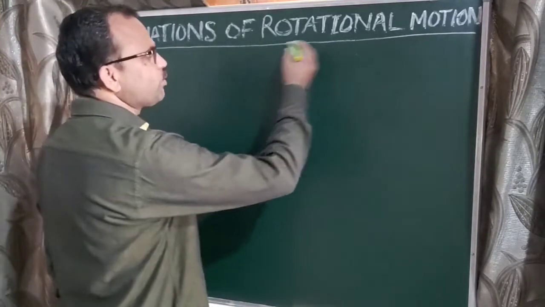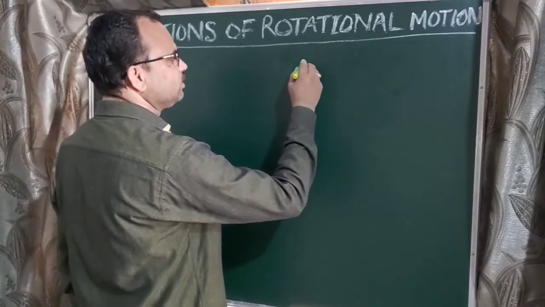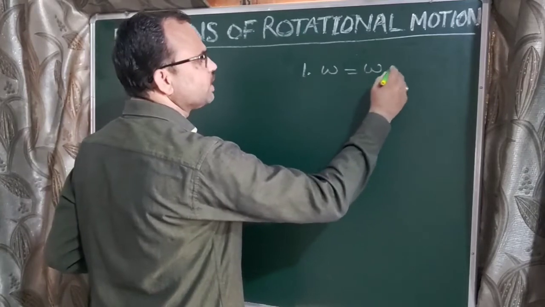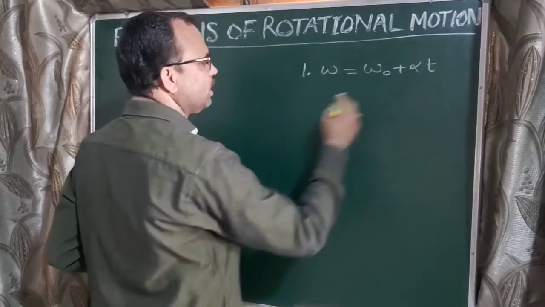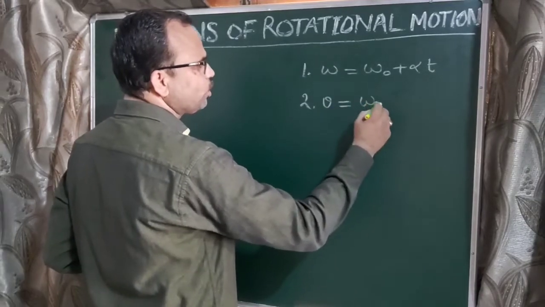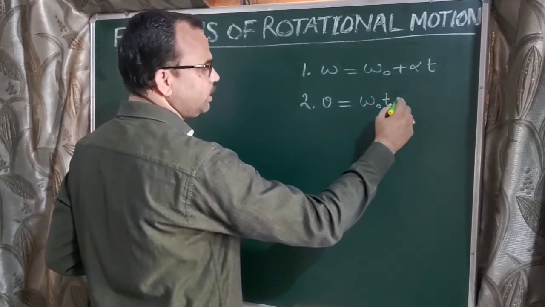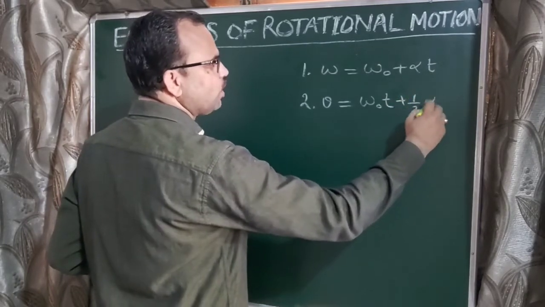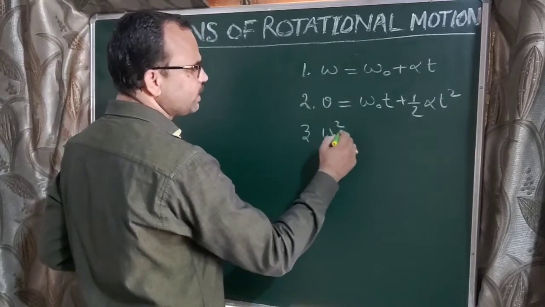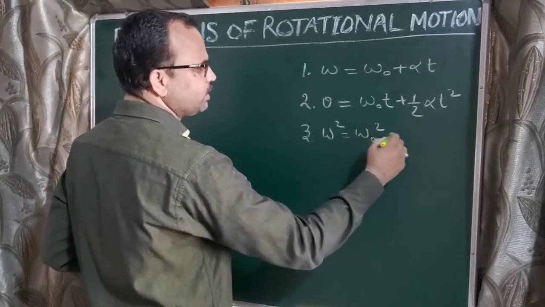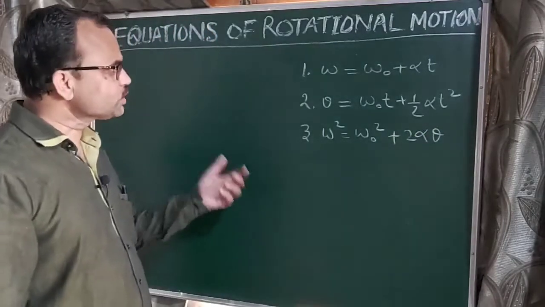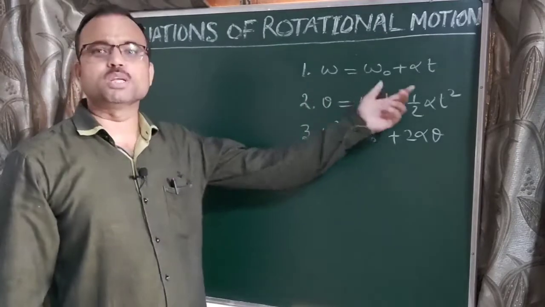The main equations of rotational motion are given. First equation, omega equal to omega naught plus alpha t. Second, theta equal to omega naught into t plus 1 upon 2 alpha t square. And third one is omega square equal to omega naught square plus twice alpha theta. So let us first know the meaning of these symbols.